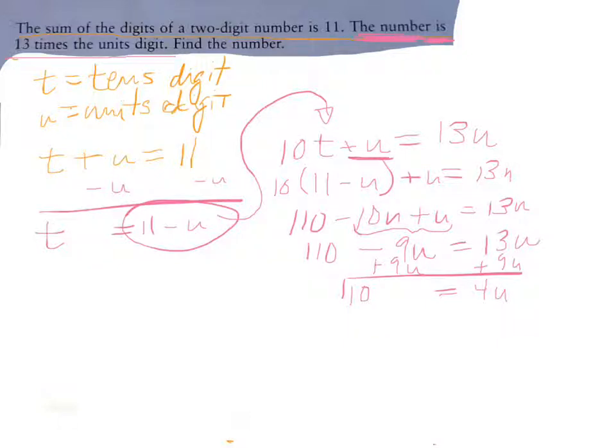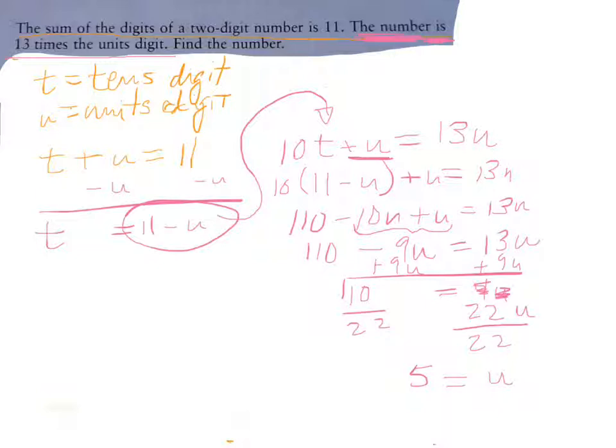Sorry about that. I did this wrong. This isn't 4u. What is it? It's 22u. I was supposed to add. So then I'm going to divide both sides by 22. I'm going to get u on this side. And over this side, I'm going to get 5. You cannot get a decimal or a two-digit number.